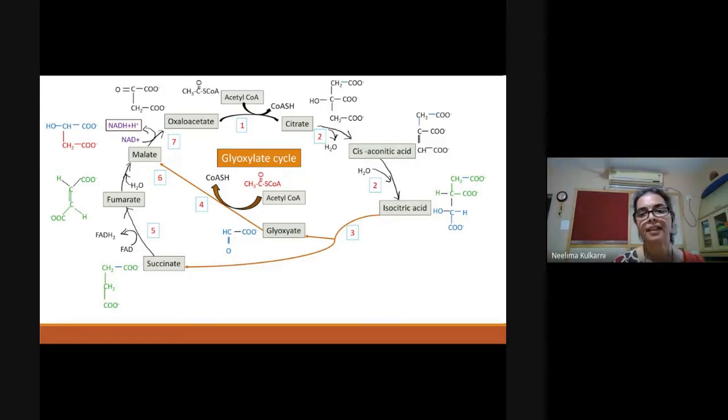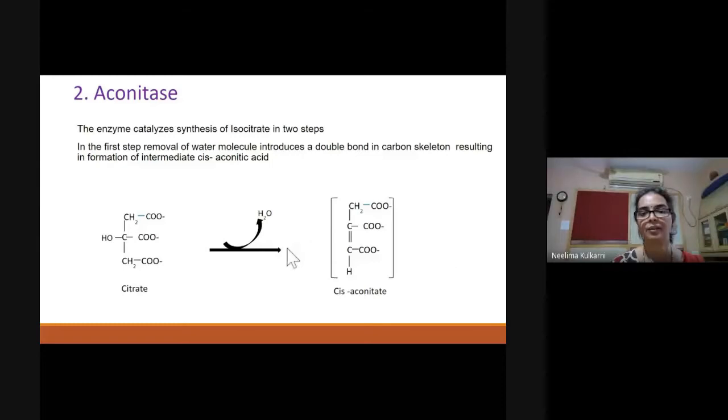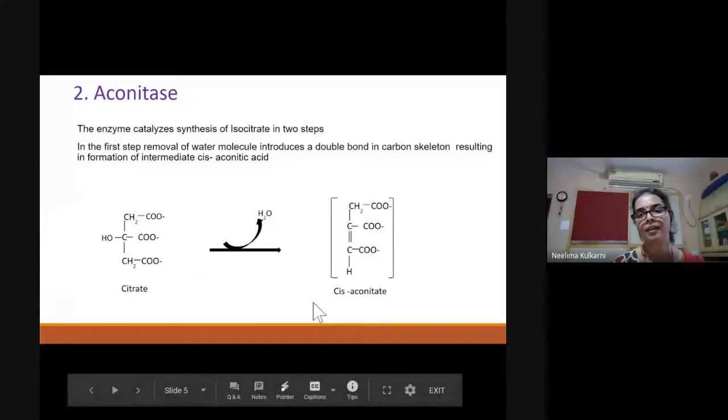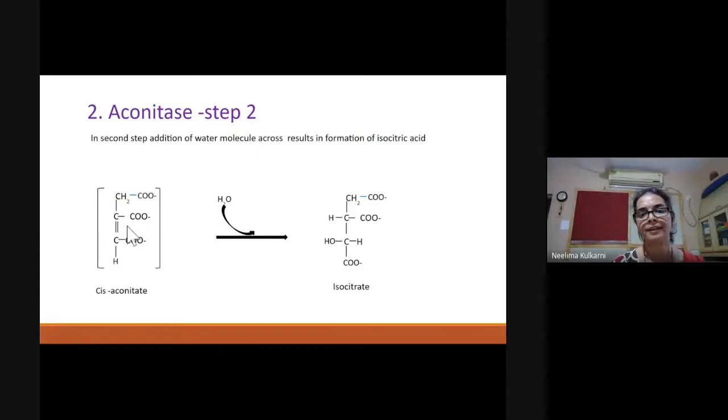So let us see the details of the two reactions, that is isocitric acid acted upon by isocitrate lyase and the malate synthase reaction. First, this pathway will start with citrate synthase. Oxaloacetate plus acetyl coenzyme A will give citrate plus coenzyme A. The next reaction is aconitase reaction. In two steps, citrate will be first converted to cis-aconitate, with removal of a water molecule here. Again, addition of a water molecule across the double bond as discussed in the previous lecture.